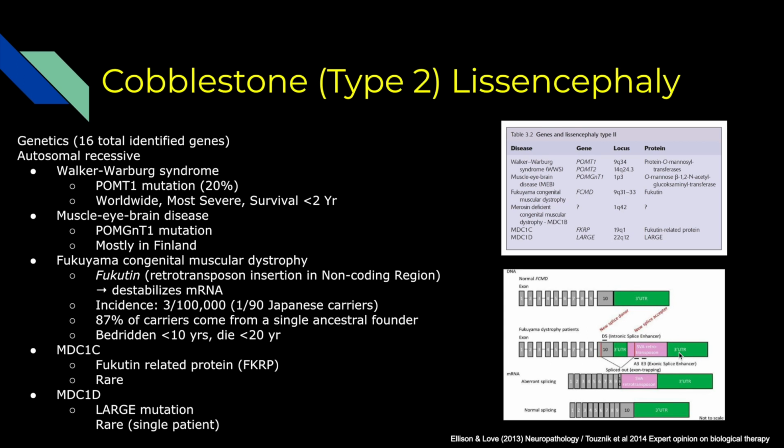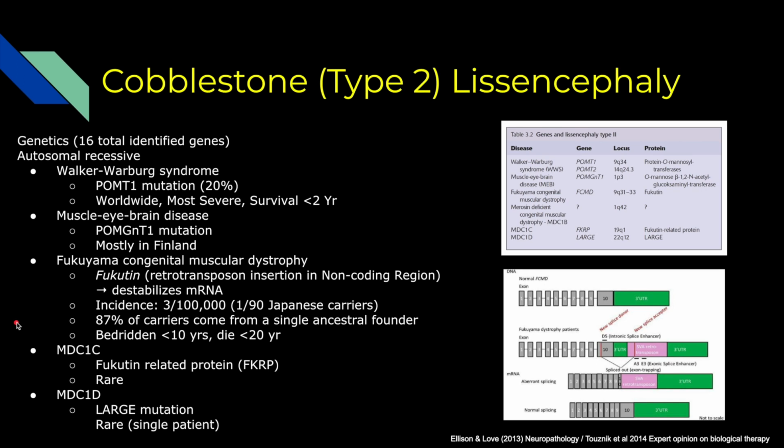This is a little bit milder. Patients are bedridden in less than 10 years and die after 20 years. Again, bedridden because of the muscular dystrophy, most likely. But again, they have severe psychomotor impairments and seizures due to their lissencephaly.